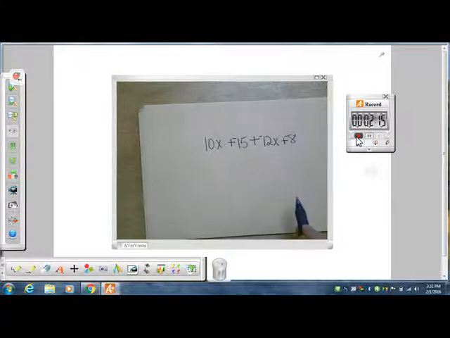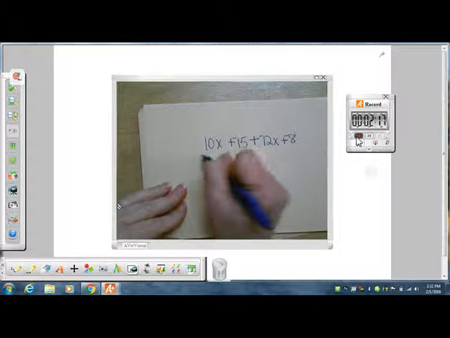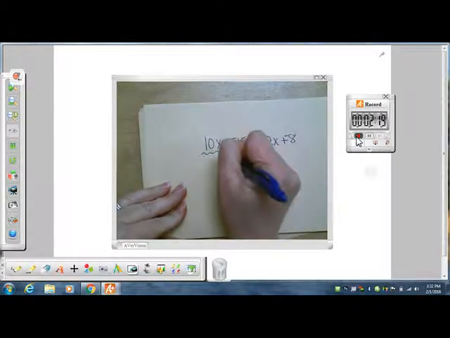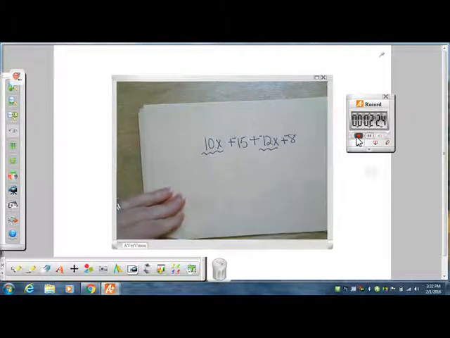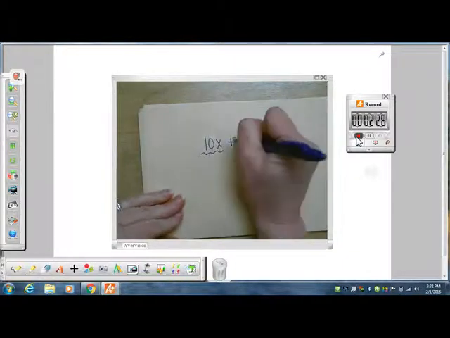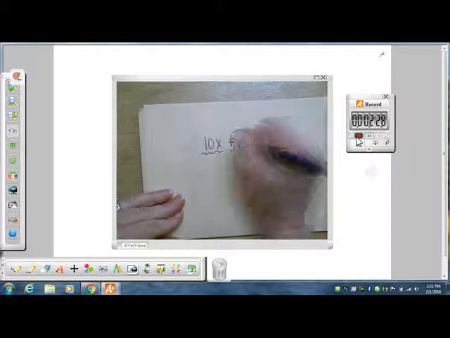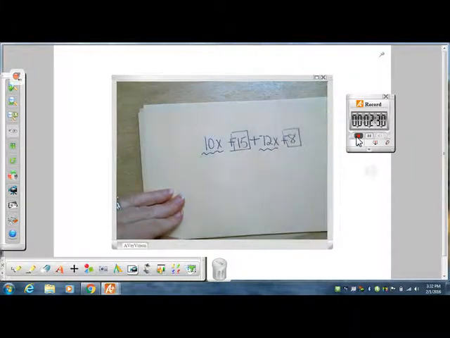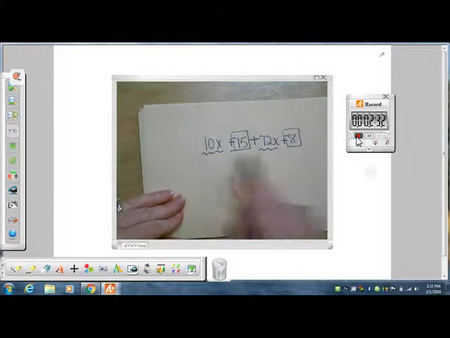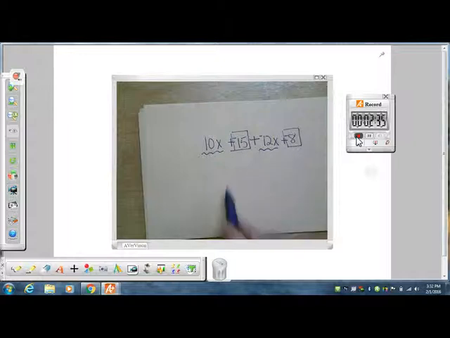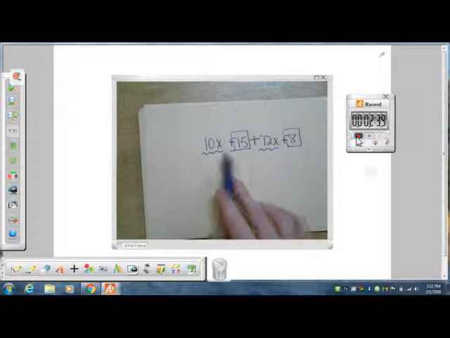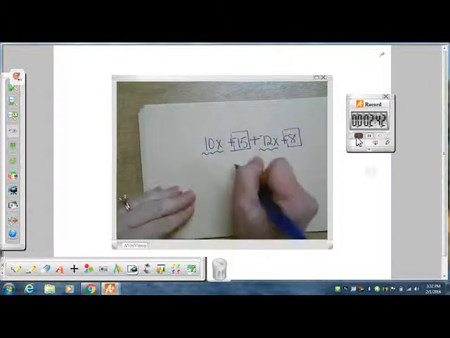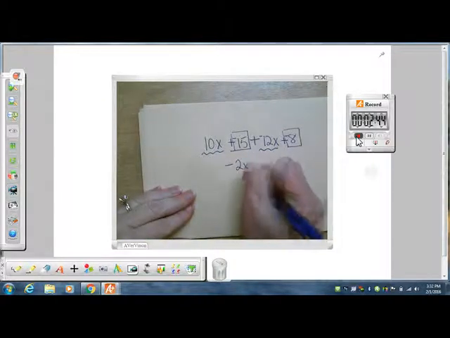Now these have x's. So these have an x, and this has an x right there. So those I can put together. These don't have an x. I have negative 15 and I have negative 8, so I can put those together. So I put my x's with my x's and my constants with my constants. So 10x plus negative 12x. So I have a positive and a negative, which means I'm going to battle it out, and I'm going to end up with negative 2x.